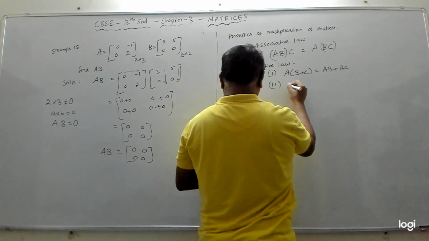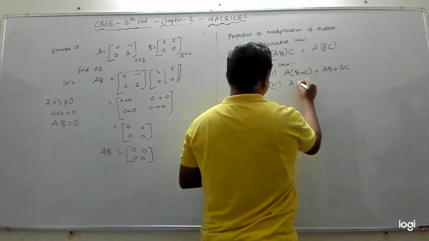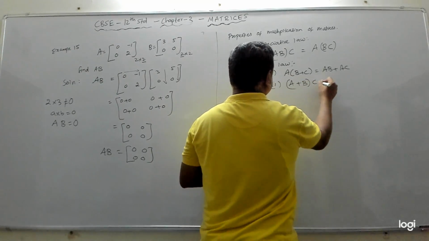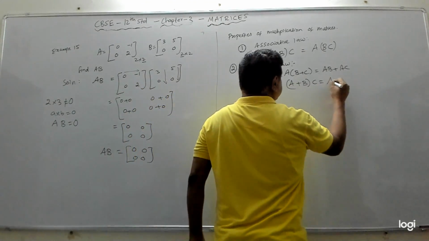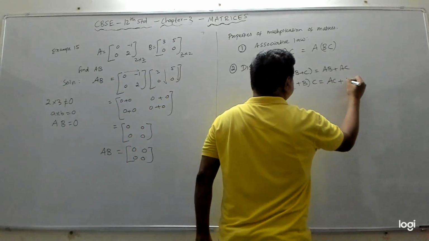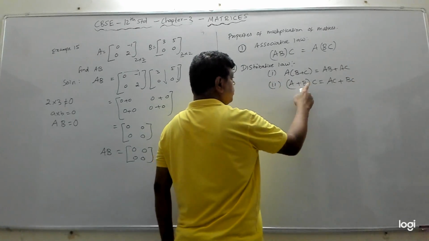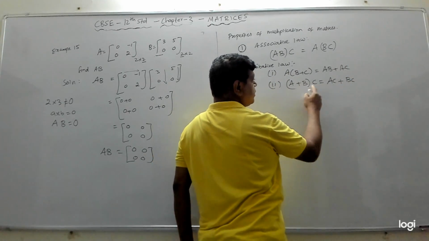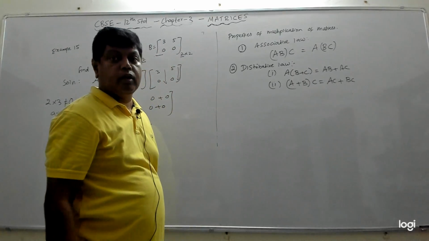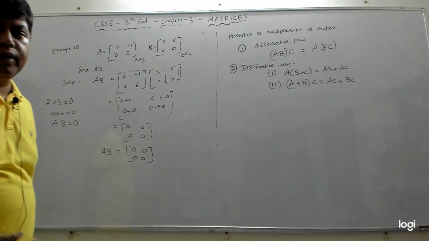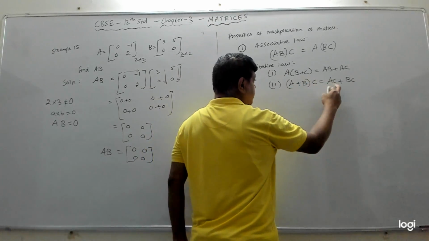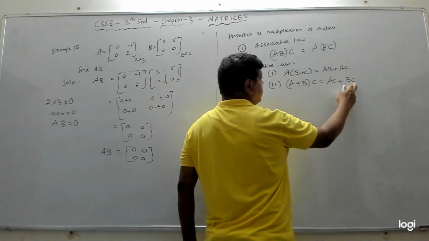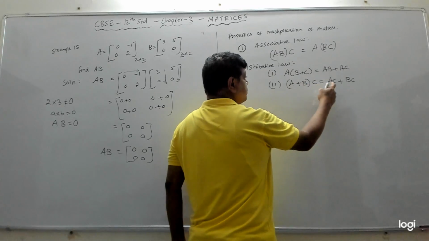Also, if I have A plus B with C, this is equal to A into C, which is AC, plus B into C, which is BC. So don't write B into C as CB. You can't interchange this because matrix multiplication is not commutative. However, you have to follow the same order. So A with C is AC, then B with C means only BC we should write. We can't write A into C as CA.